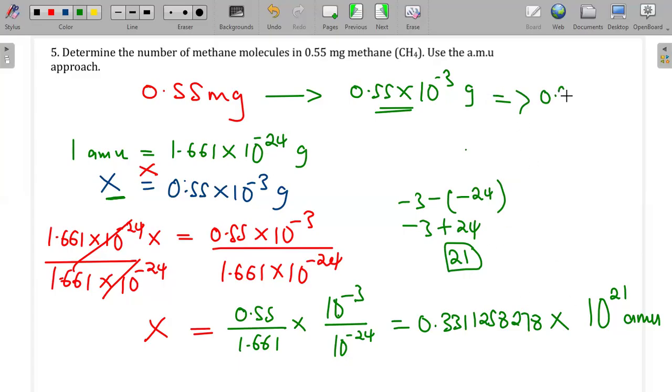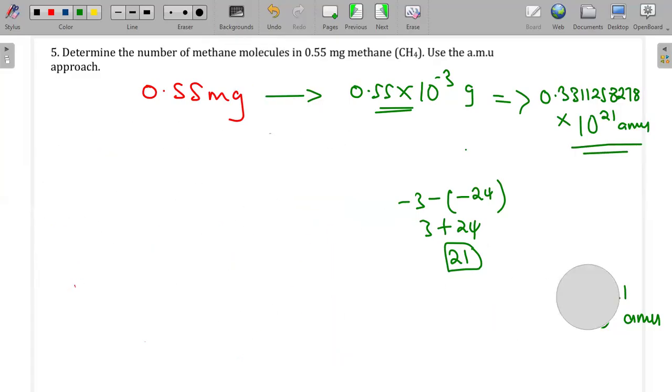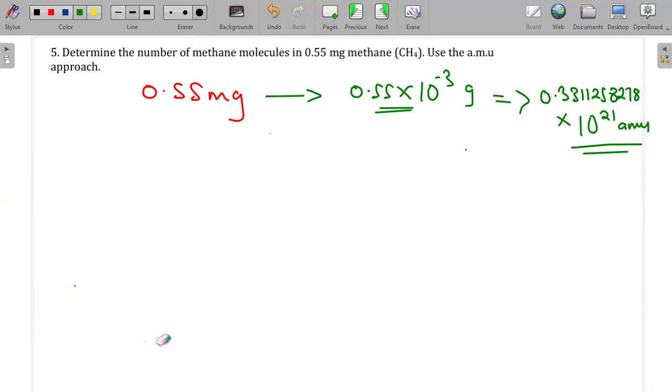So 0.3311258278 multiplied by 10 to the power 21 atomic mass units. Okay, so those are the atomic mass units. And then you remember the other relationship? We said one molecule of a compound is equal to the molecular mass of that compound in atomic mass units.